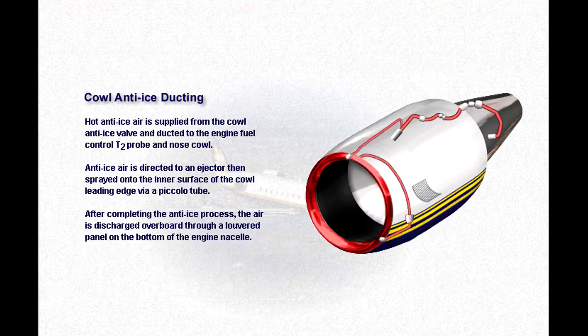Cowl anti-ice ducting. Hot anti-ice air is supplied from the cowl anti-ice valve and ducted to the engine fuel control T2 probe and nose cowl. Anti-ice air is directed to an ejector, then sprayed onto the inner surface of the cowl leading edge via a piccolo tube. After completing the anti-ice process, the air is discharged overboard through a louvered panel on the bottom of the engine nacelle.